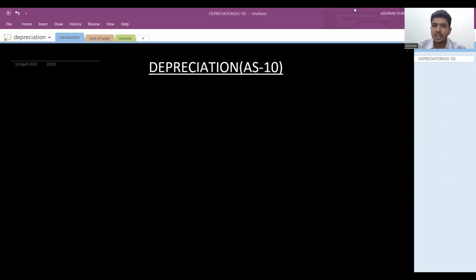Today we'll start with depreciation accounting. In short, accounting standard 10. Before I start, I would like to give you a brief introduction about accounting standard 10. Accounting standard 10 is actually property, plant, and equipment. This is the actual accounting standard's name. Under that, we'll be covering depreciation.